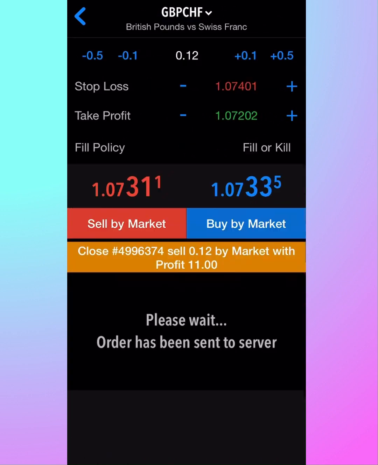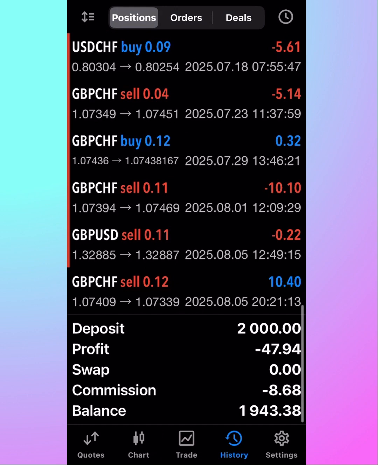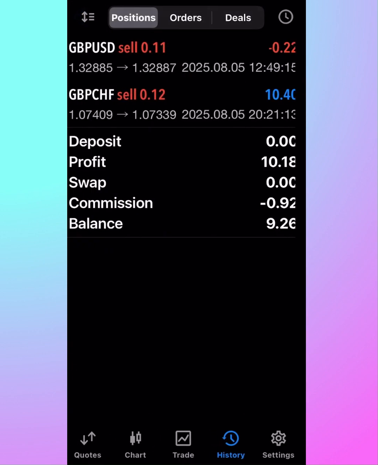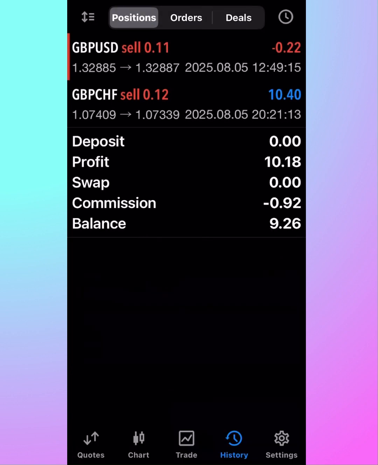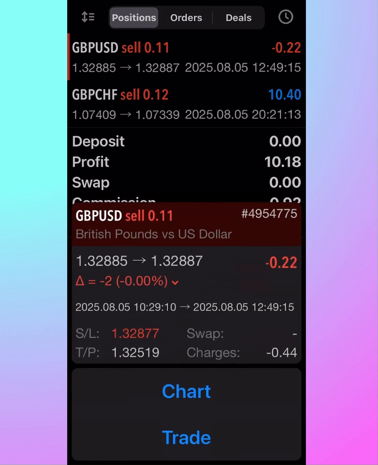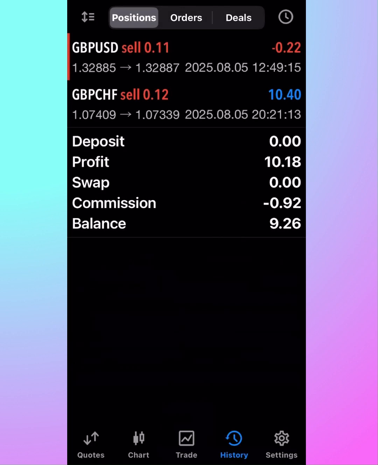You guys can see, order placed, trade is closed. So the trade is closed for $10.40. I'm sure if I show you guys this, you realize that I pay charges of $0.4. So I'm sure that's commission. Realize that this one is 0.44 and this one is 0.48 on commission. So you realize that all amounts to $0.92 in commission.